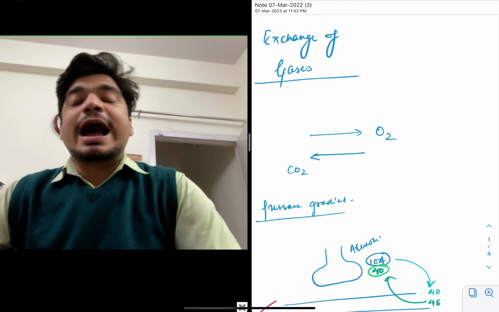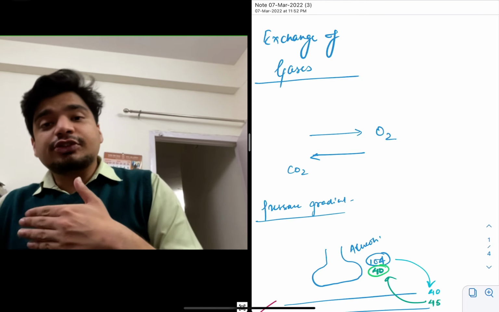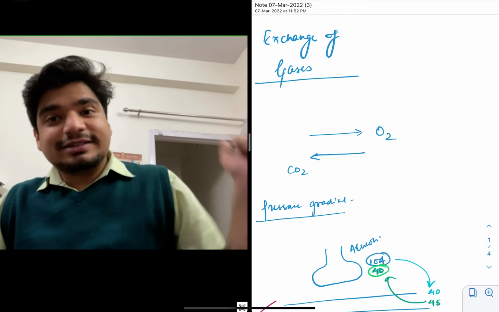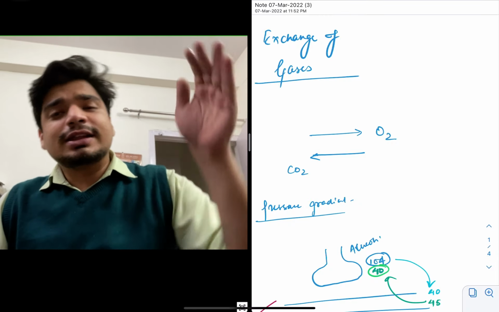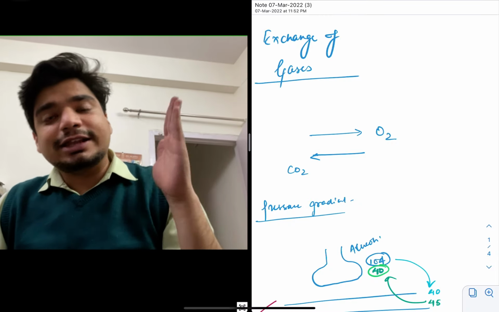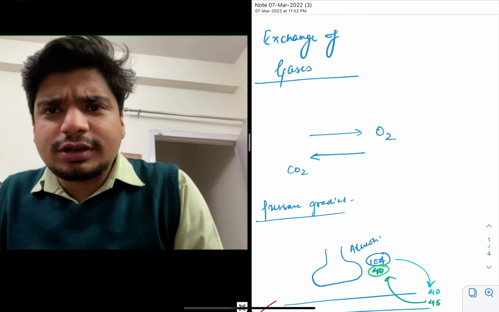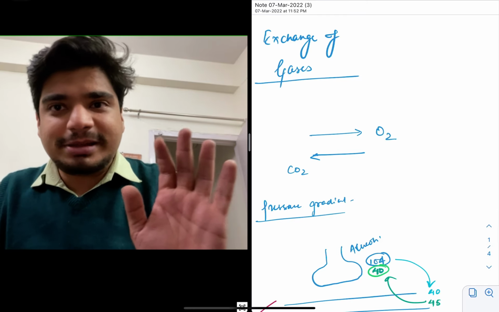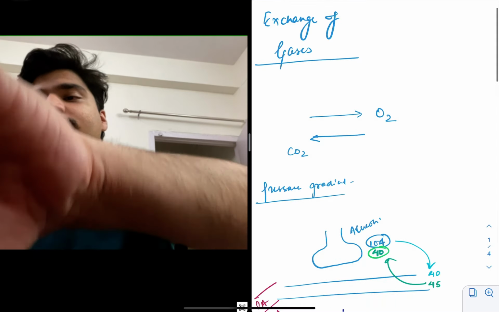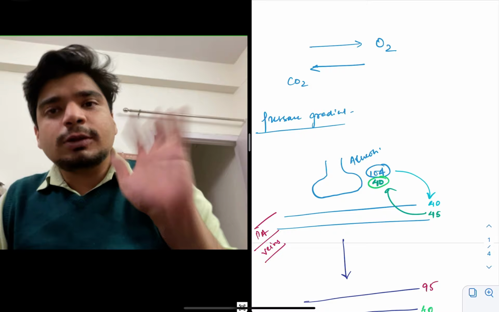And the deoxygenated blood from the systemic veins has reached the right side of the heart and then through the pulmonary artery has reached the lungs. That will have less oxygen and more carbon dioxide. Make sense? So that simple exchange will be dependent on the pressure.